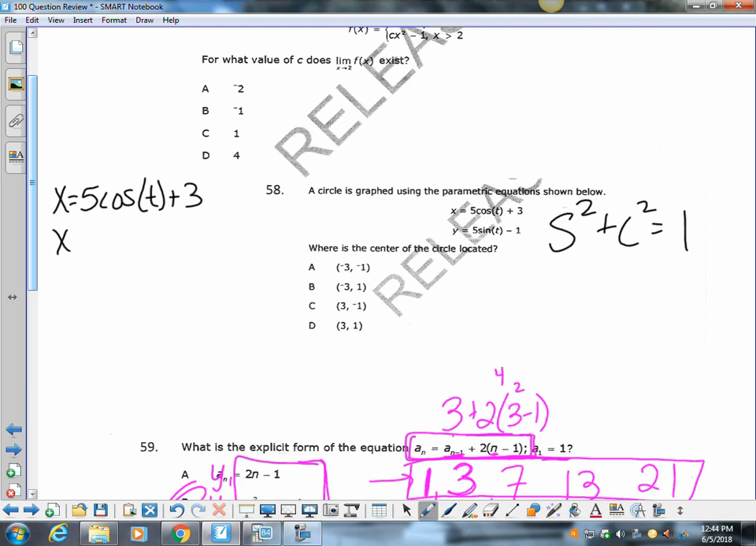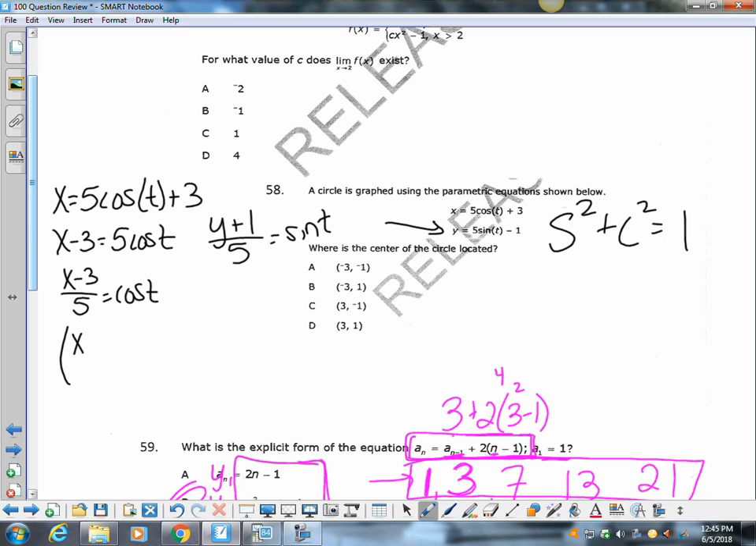So I'm going to subtract the 3, and then I'm going to divide by 5. Okay, I'm going to do the same thing for my sine. So y plus 1, and then divide by 5. Okay, now I'm going to use my relationship that I know that that one squared plus that one squared.